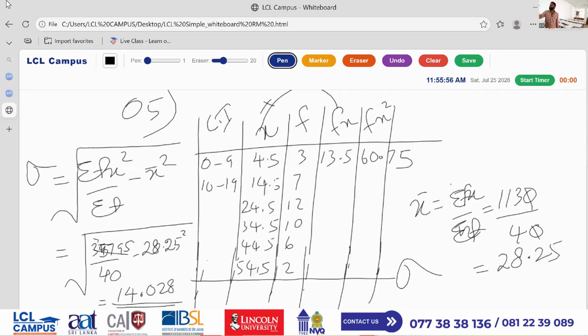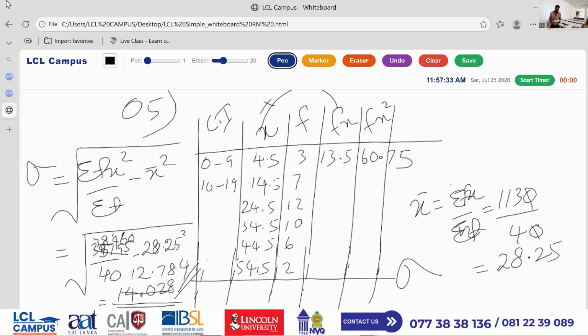Now calculate it and see whether a 12 point something answer comes. 38,460 divided by 40. It's coming 12 point something. 12.7. That is the answer we got using the calculator also. Right, done.